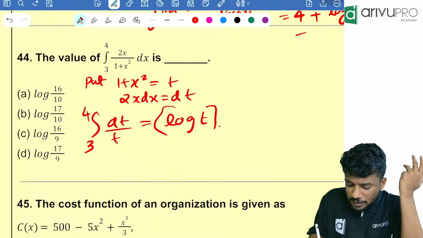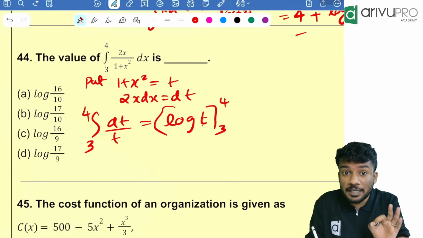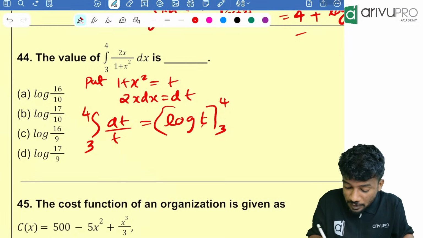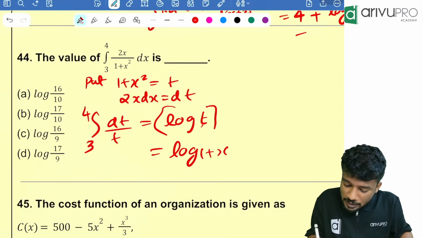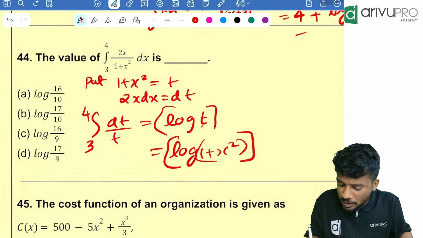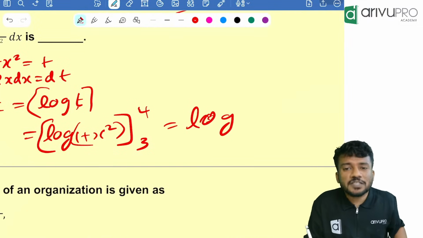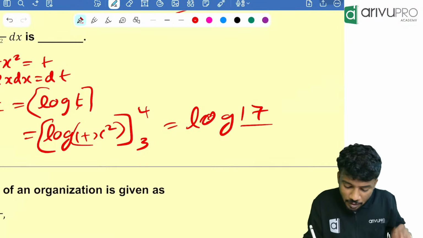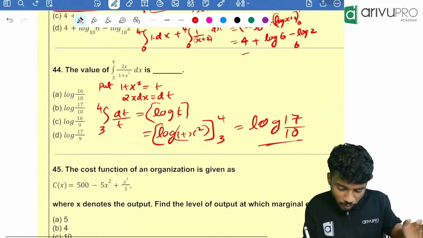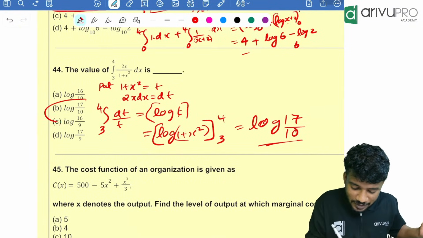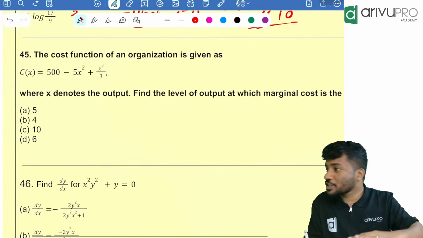From 3 to 4, but you can't directly apply it, because the t value you can only apply in the x value. Instead of t you will put log of (1 plus x square) from 3 to 4. That means it is equal to log of (4 square plus 1, which is 17) divided by (1 plus 3 square, which is 10). Answer is log of 17 by 10. We did already a similar type of question, right? Yes.